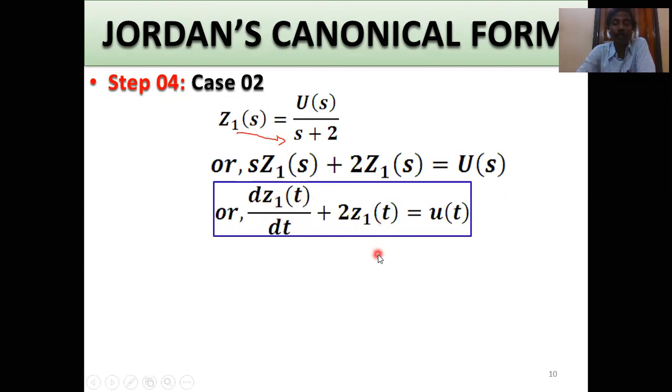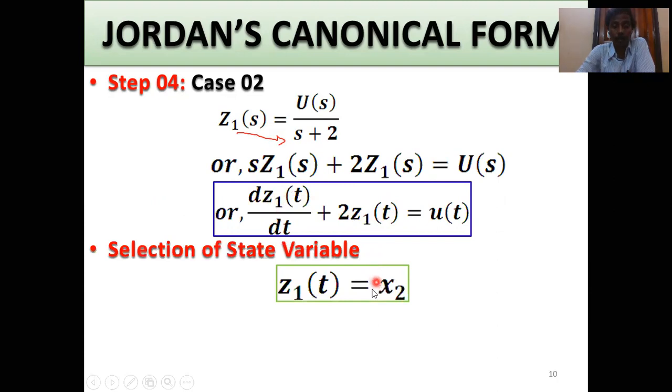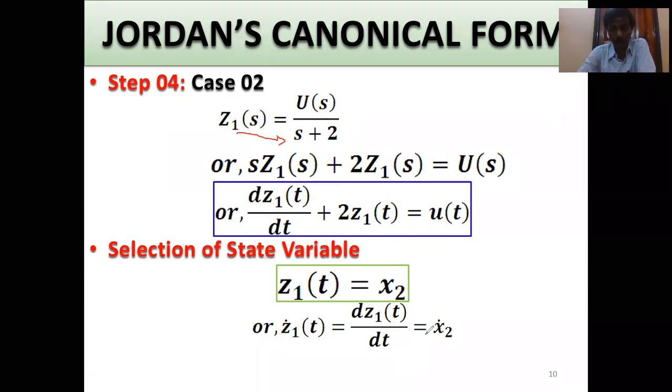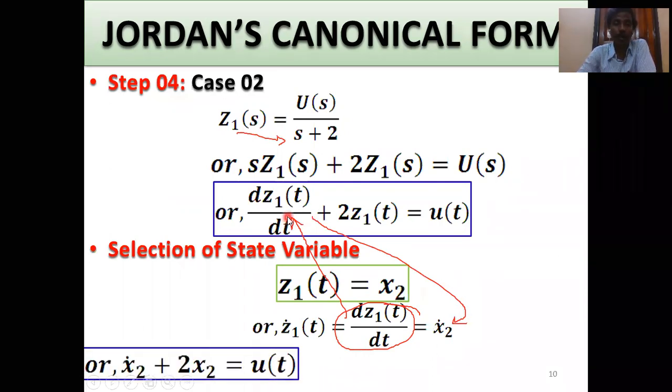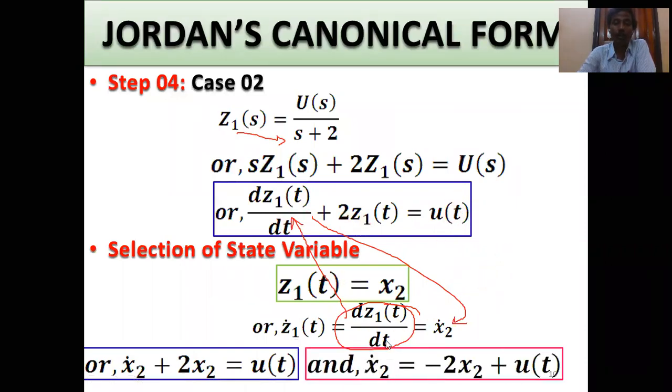So put Z1(t) equals another state variable x2. Again differentiate both sides, and we get Z1 dot(t) equals dZ1 by dt equals x2 dot. So this is the x2 dot, and this is equivalent to this part, which is again the state variable derivative x2 dot. Put here x2 dot plus 2 into x2 equals u(t). And what is the x2 dot? x2 dot equals minus 2 x2 plus u(t).